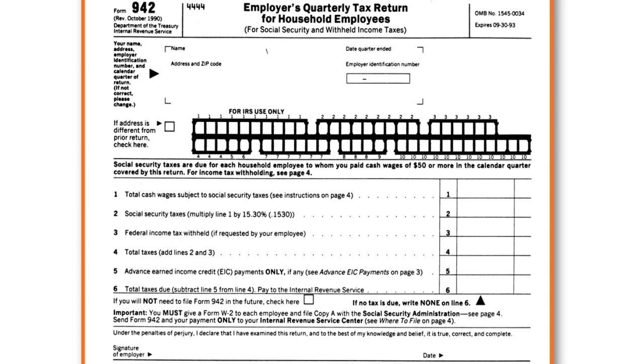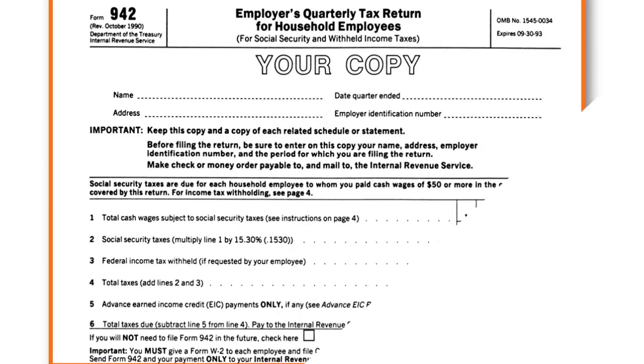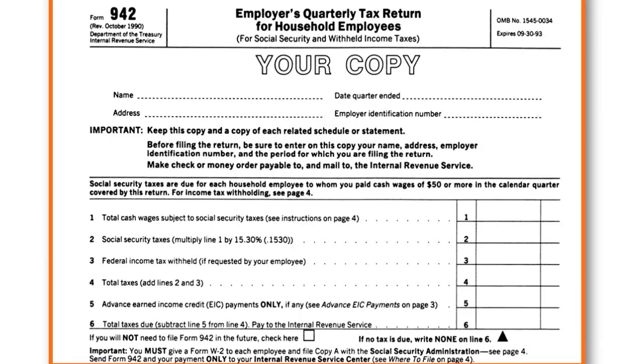Again, you are the employer, and this is the quarterly tax return for household employees. The second screenshot I want to show you real quick is your copy, you as the employer. So you have to put your first name, last name, and the date the quarter ended. So this is a quarterly affair: March 31st, June 30th, September 30th, and December 31st. And you have to put your EIN in case you have an EIN.